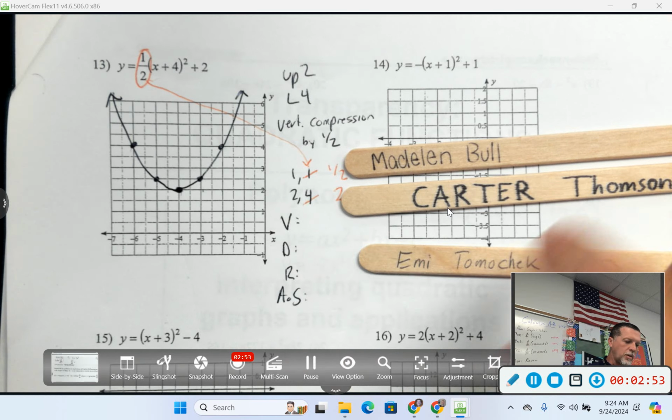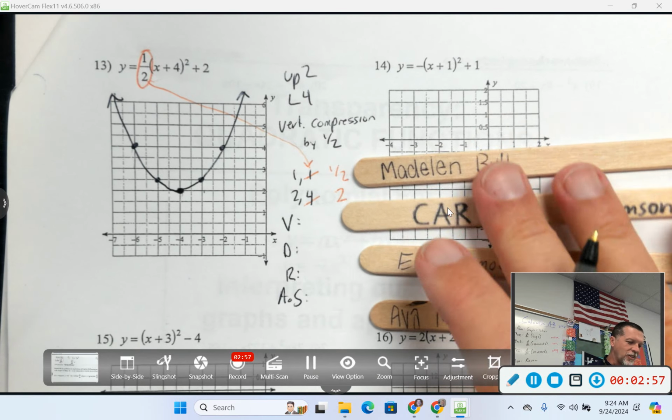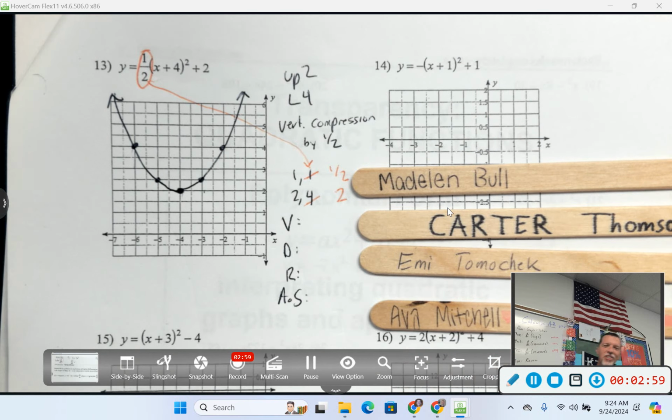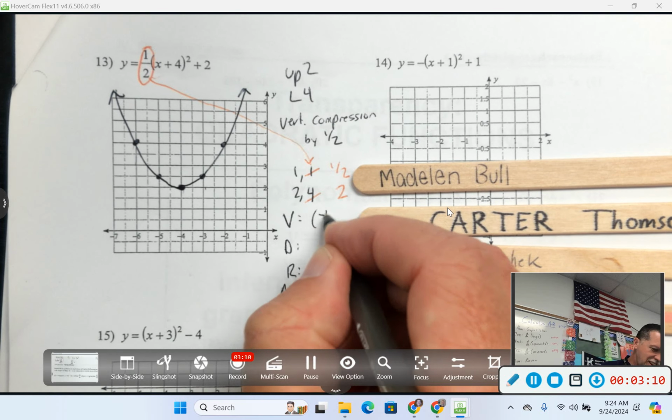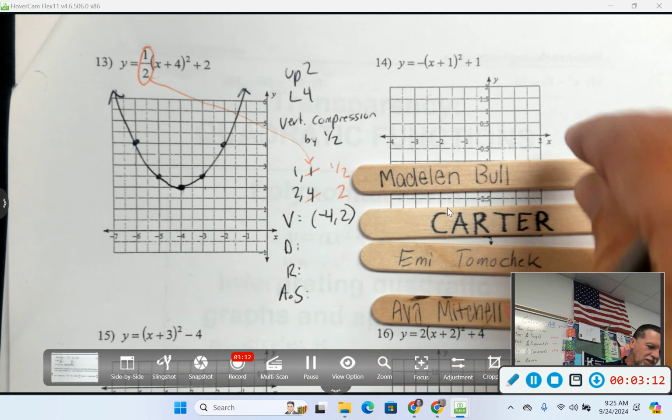Amy just walked in, but she could still do the range. She's smart like that. It gives her a little bit of time to look at the picture. And no, you're not up next. Or you're up third. Madeline, how about the vertex of that thing? -4, 2. -4, 2. Good.